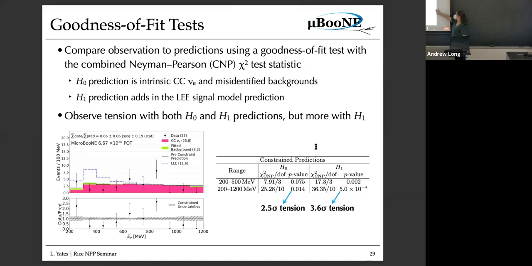So this table here is sort of summarizing our results, but the H0 prediction is our prediction without any LEE, so again, magenta plus green. That over the full energy range gives a p-value 0.014, about 2.5 sigma tension. And on the other hand, our prediction with the LEE, which we call H1, obviously we have not an excess at low energies. If anything, maybe a deficit. So that gives much greater tension.